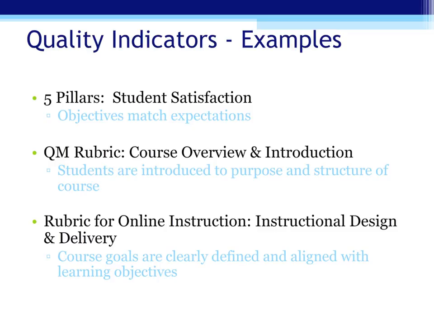Finally, we have Chico's rubric for online instruction. Their instructional design and delivery standard has a criteria that states that course goals should be clearly defined and aligned with learning objectives. So, of course, you'll want to pay attention to that as you're designing your course. The important point for this step is that you familiarize yourself with the quality frameworks because their criteria and standards will guide you toward a quality course design.